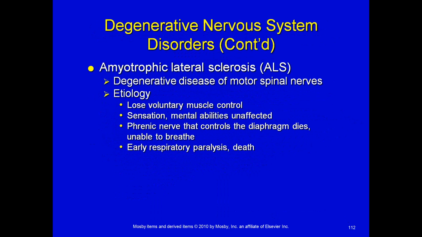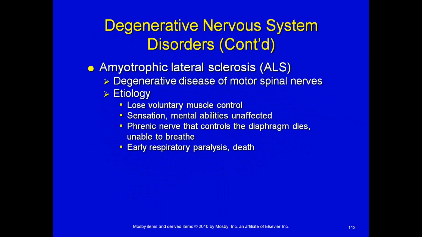Amyotrophic lateral sclerosis, or ALS, which is also known as Lou Gehrig's disease. Certainly ALS saw an increase in funding and certainly an increase in recognition of the disease itself with the bucket challenge. It is a degenerative disease of the motor spinal nerves. So over time, a person loses voluntary muscle control. Sensation and mental abilities are unaffected.